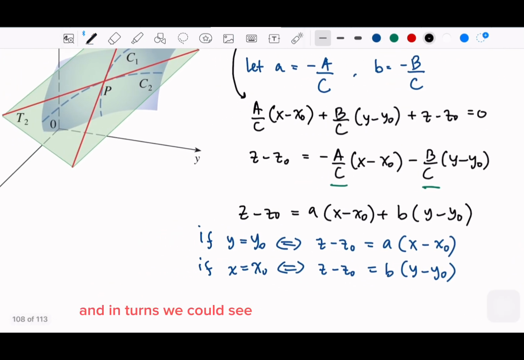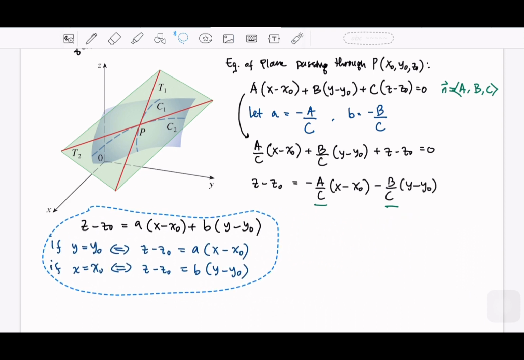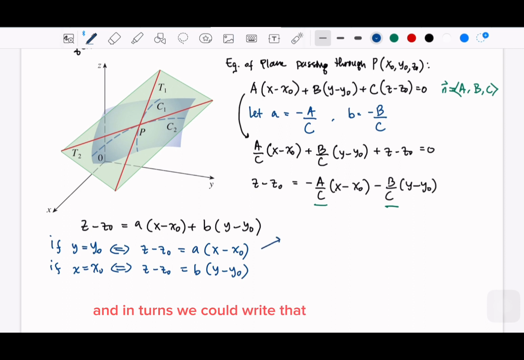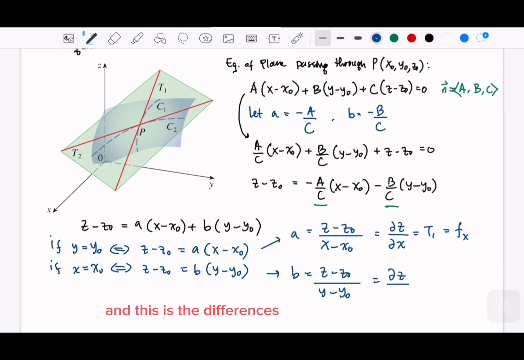And in turn, maybe let me write on the left. We could write that A is dz divided by dx, and we could see B, that is dz divided by dy. And this, in turn, is our difference in z and x and difference in z and y. We could say that this is our intuitive definition of the slope. So this is the slope. That is our T1, our partial x, right? And this is the differences for dz dy, or T2, or the partial y.